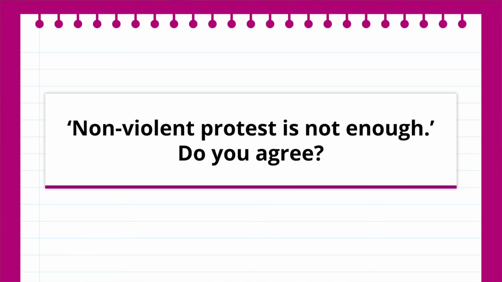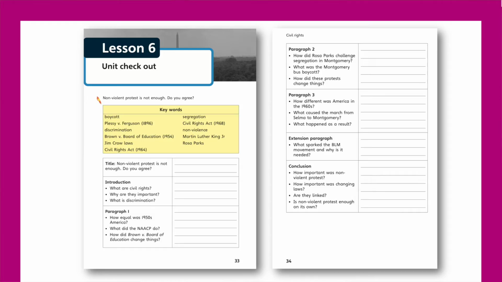And the final lesson, Lesson 6, gives pupils the statement, non-violent protest is not enough, and asks them, do you agree? Pupils will consider the relationship between the legal decisions and the civil disobedience that they've considered throughout this unit. This will allow them to reach a judgment about how equal rights are won.